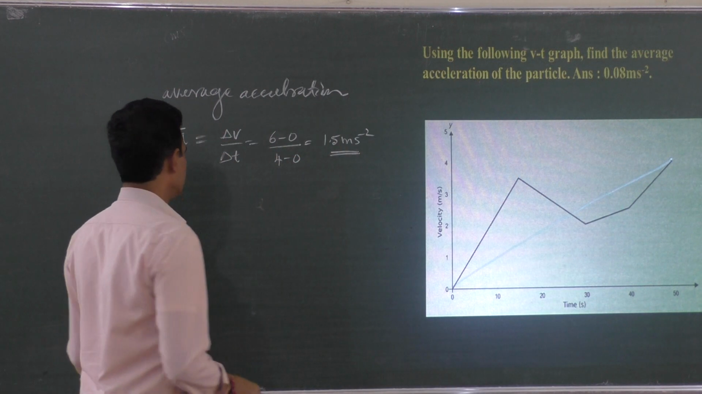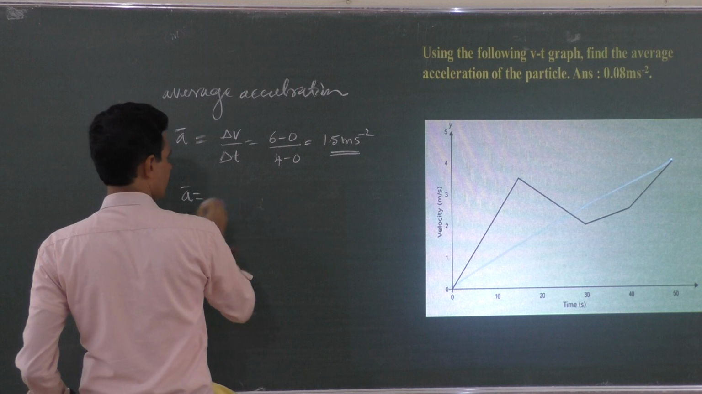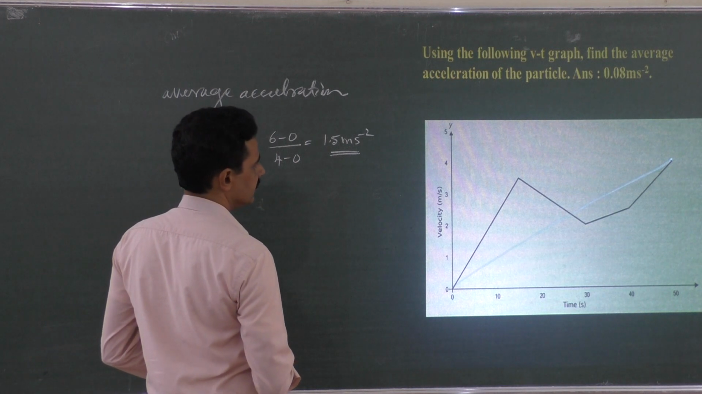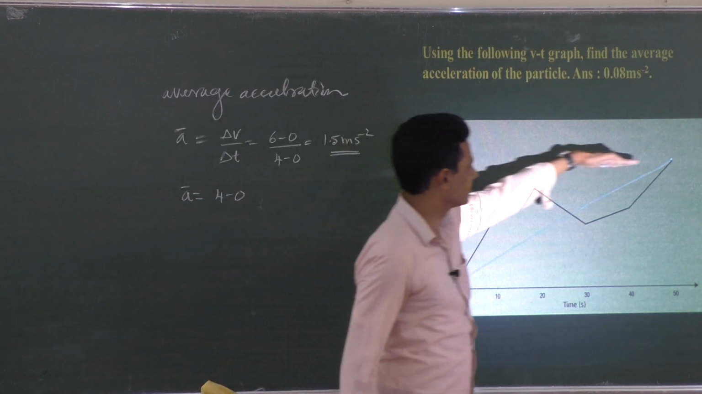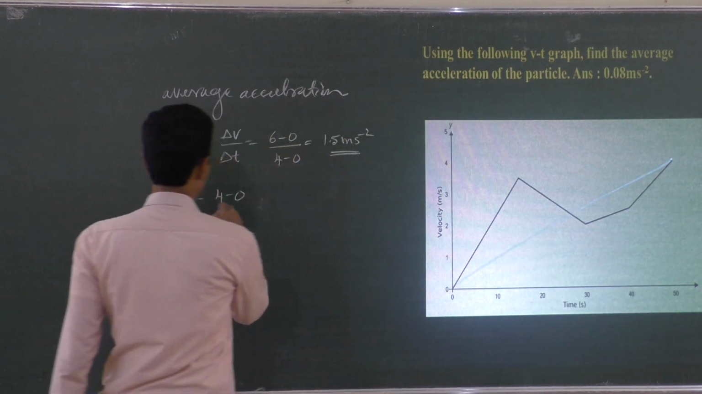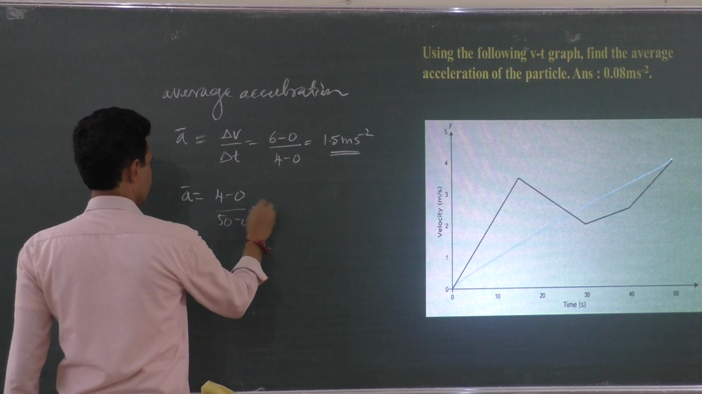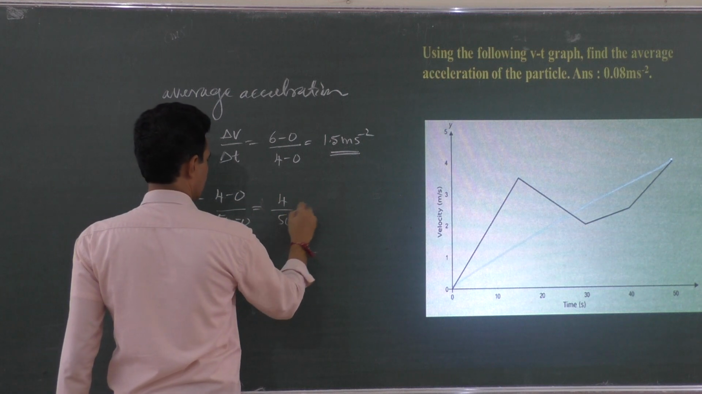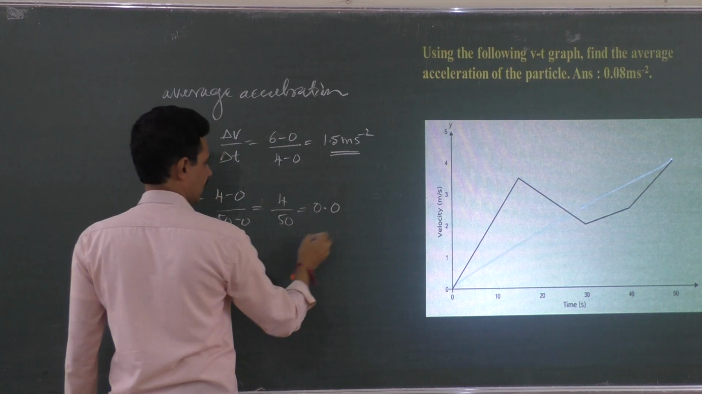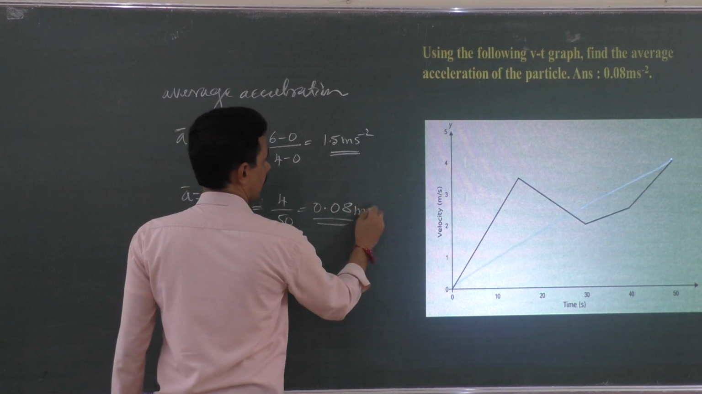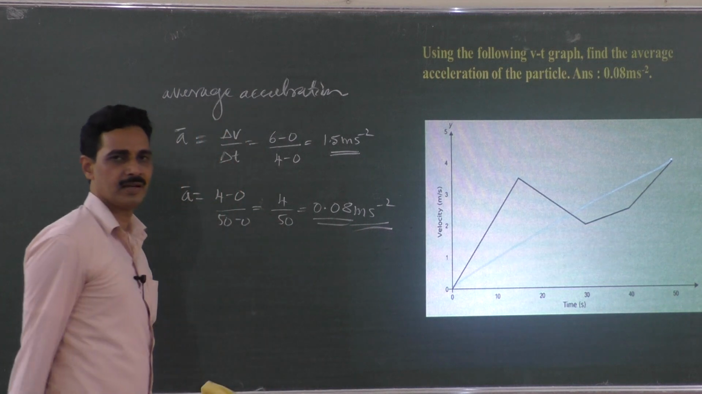Total change in velocity by total time. What is the total change in velocity? Change in velocity is 4 minus 0, because this corresponds to 4, and it has happened in a time of 50 seconds. 4 by 50 is equal to 0.08. Yeah, correct answer: 0.08 meter per second square.